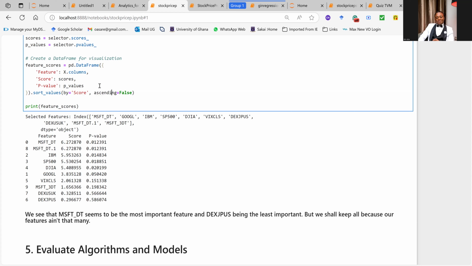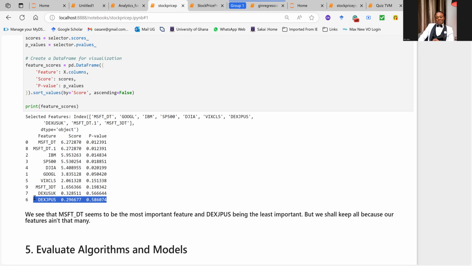Sorry, what did I say? The most important feature is the one with the higher score and the lower p-value, which in our case is MSFT DT. So this is the most important feature. And the DEX, the exchange rate between the yen and the dollar, is the least important feature.